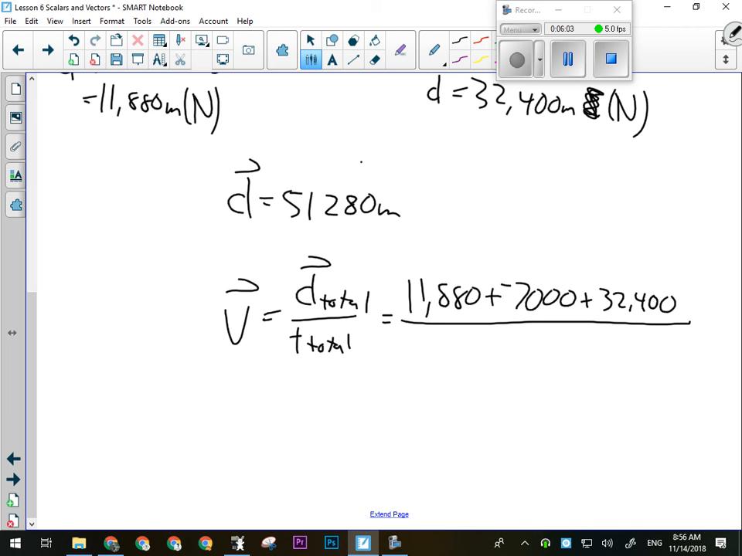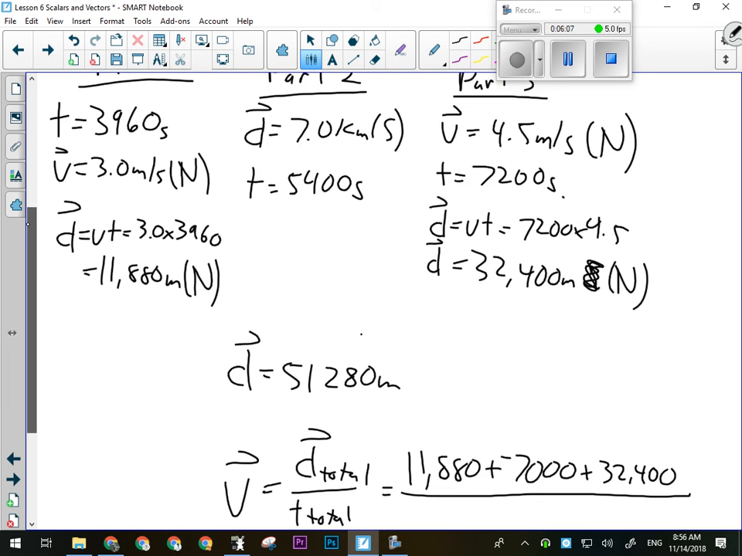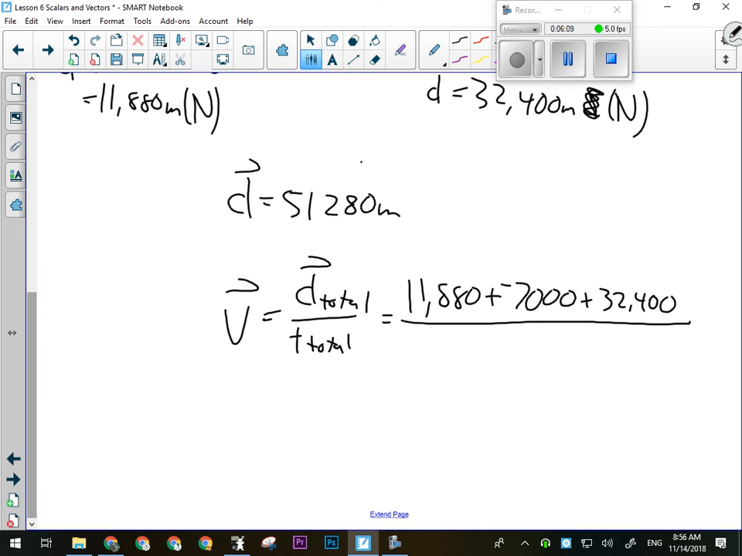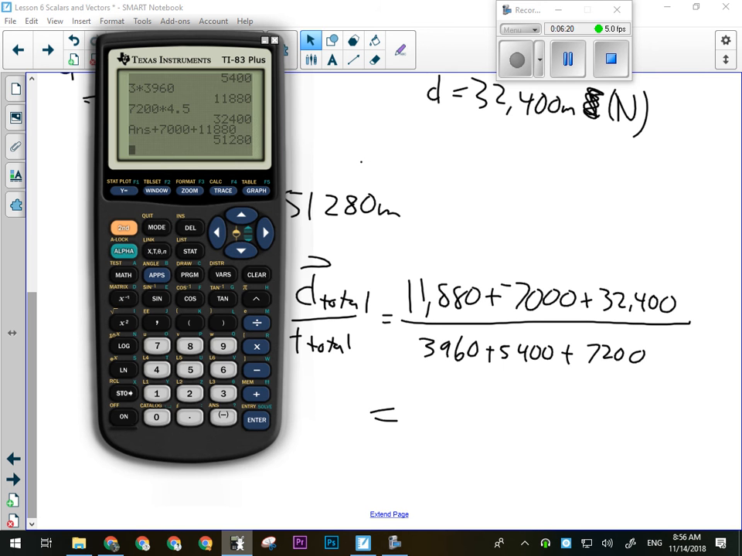And then I have to add all the times together as well. I need the total time. So that'll be 3,960 plus 5,400 plus 7,200. That'll give me my average velocity over the whole trip.